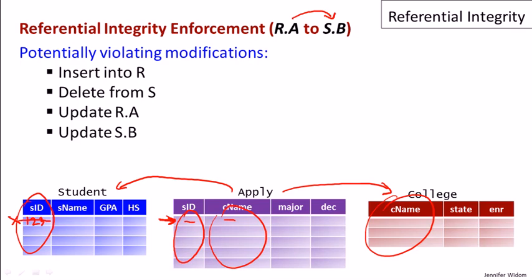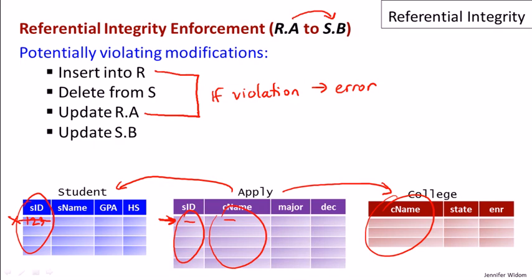In the SQL standard and in all implementations, if we have an insertion into the referencing table or an update to the referencing table that causes a violation to the integrity constraint, the referential integrity constraint, then an error is generated and that modification is not allowed, just like the violation of other types of constraints.